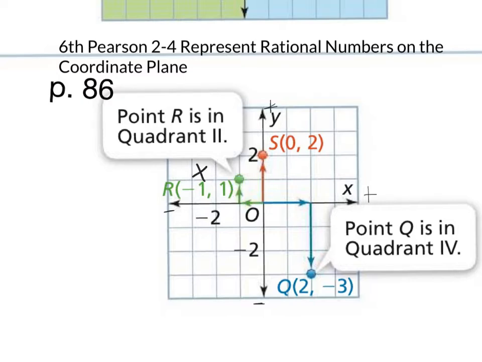A big thing to make sure you remember is that you do the x first and then the y. A way to help you remember that is that the letters are in alphabetical order. We do the x and then the y. X comes before y alphabetically. Finally, our last point, S is at 0, 2. We start at the origin. The x value is 0, so we're just staying at 0; we don't move left or right at all. Then the y value is 2, so we go up 2. So there would be our point 0, 2.